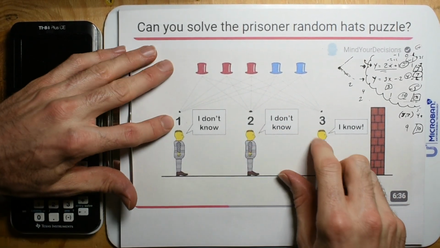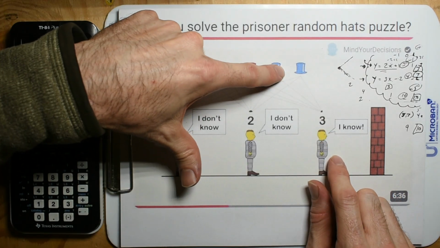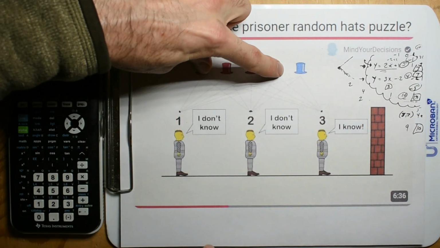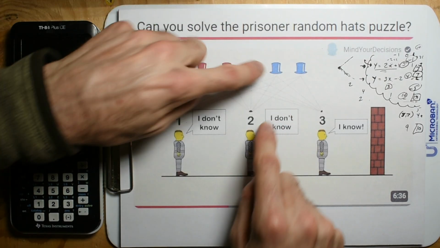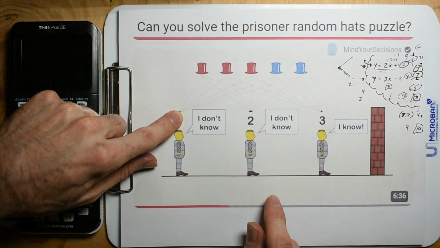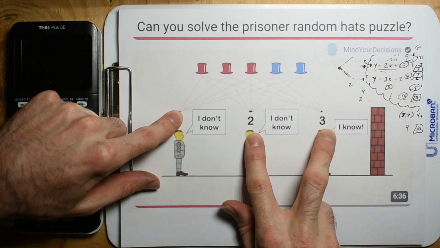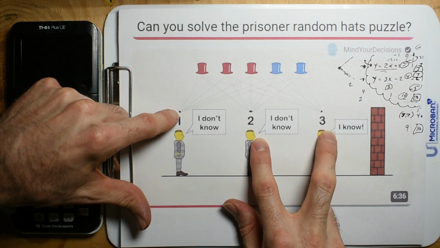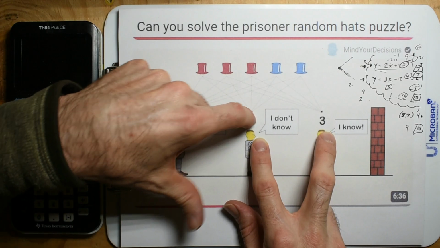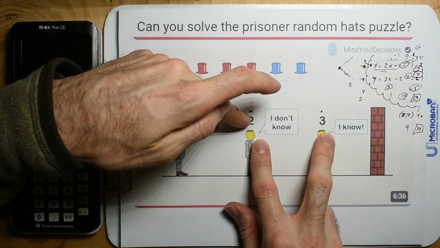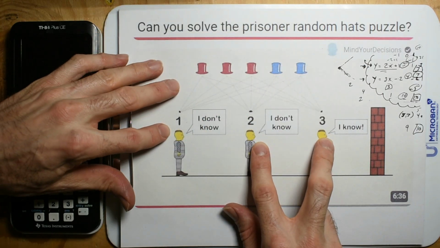So let's cover the combination where a blue hat is on prisoner 1. That's where it doesn't matter, because if we take this blue hat and put it on prisoner 1, and both the red hats are here and here, prisoner 1's going to say I don't know. Prisoner 2 doesn't see a blue hat, so he's going to say I don't know. And again, prisoner 3 is going to know his hat's red.